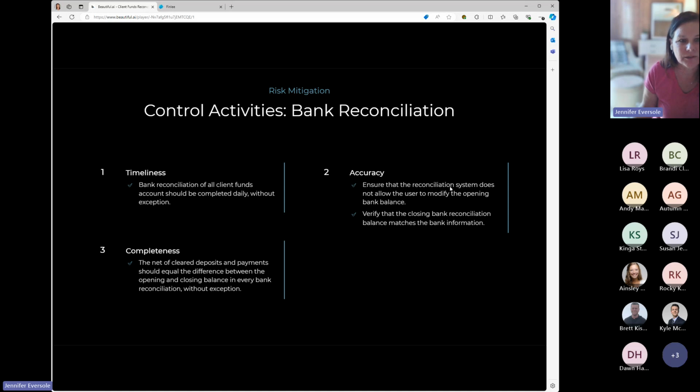The second thing is accuracy. So we want to ensure that the reconciliation system does not allow the user to modify an opening bank balance. And then we want to verify that the closing bank balance matches the bank information. So these are two things that allow us to ensure that the bank reconciliation itself is accurate.